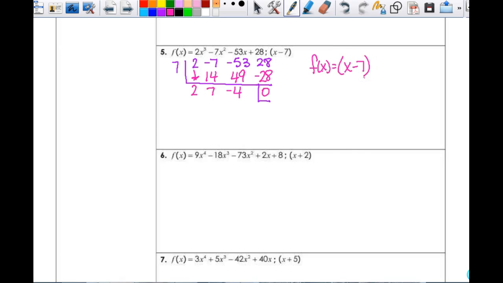All right, so we got a remainder of 0, which shouldn't surprise us here because they weren't asking us if it was a factor, right? If you're told this is a factor and you don't get 0, what does it tell you? You did something wrong, so you go back and check yourself. Something's wrong somewhere. All right, so when I get to here, this tells me that x minus 7 will be times 2x squared plus 7x minus 4.